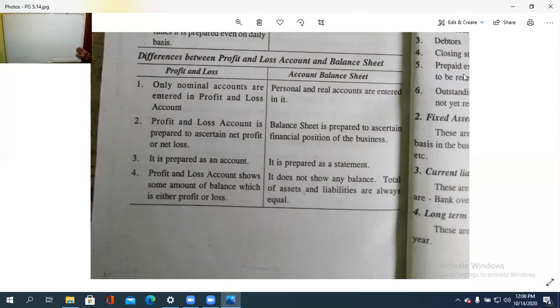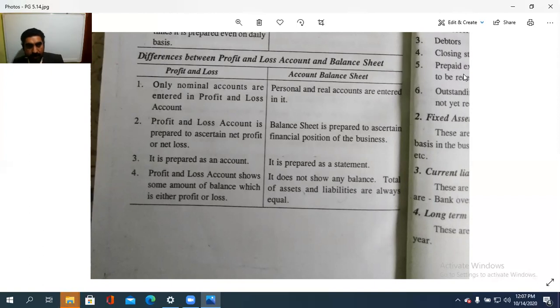Personal and real accounts in the balance sheet, while nominal accounts are to be entered in the P&L account. Another difference is that the profit and loss account is prepared to ascertain the net profit or net loss, while the balance sheet is prepared to ascertain the financial position of the business. That you are aware, right? So the profit and loss account ascertains the net profit or net loss of the business, while the balance sheet is prepared to ascertain the financial position.